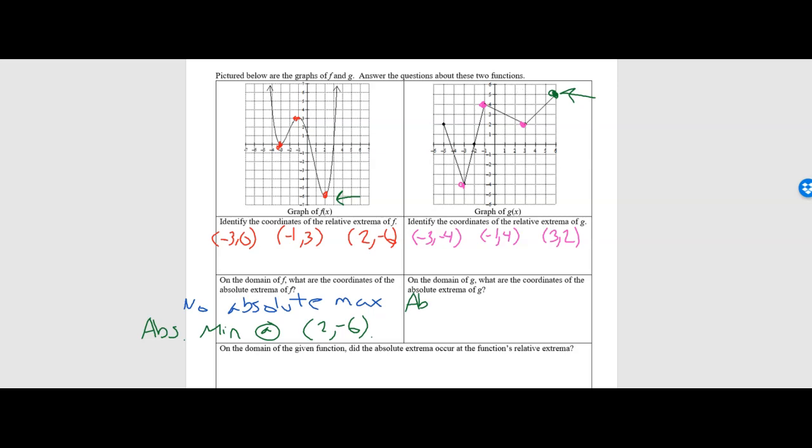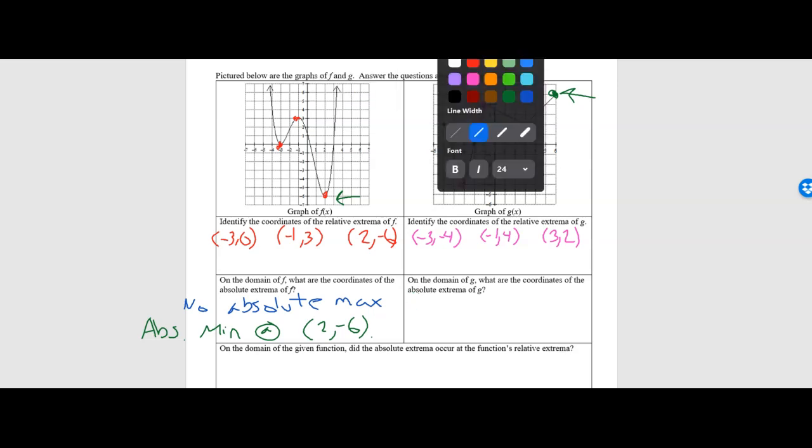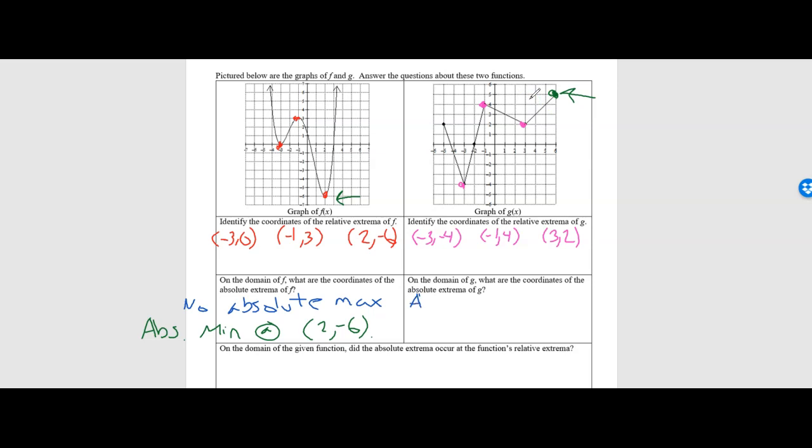So let's color coordinate it with the other ones. Absolute max at 6, 5. And our absolute minimum, you can abbreviate absolute ABS. Absolute minimum, not maximum. Turns out it's at this point right here, -3, -4.